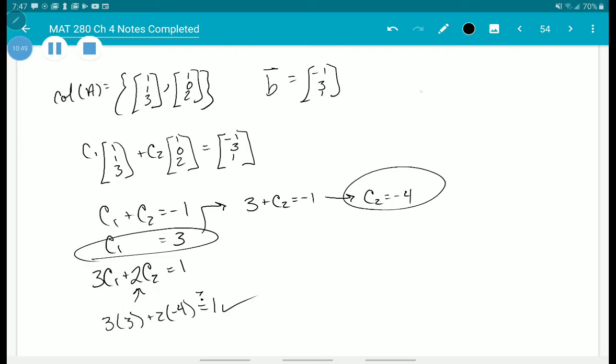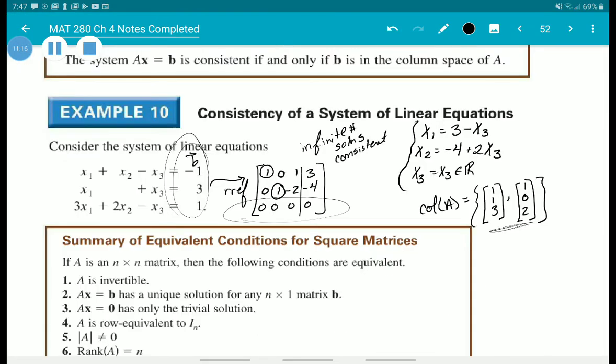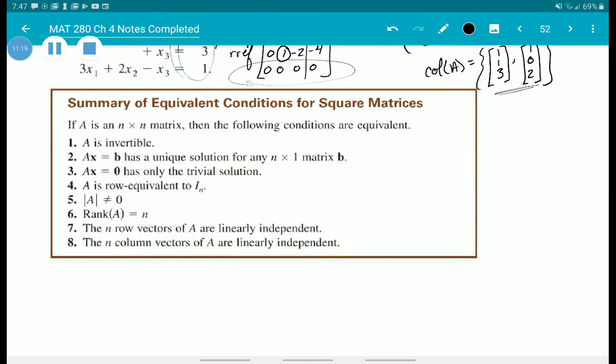So then we can write B. So then B, which is this matrix, is equal to 3 times that first vector minus 4 times the second vector. So that's all that theorem is trying to say. So like we said before, we're building this set of criteria where everything's an equivalent statement, or equivalent conditions rather, for square matrices. So let's look at where we're at so far in that build.